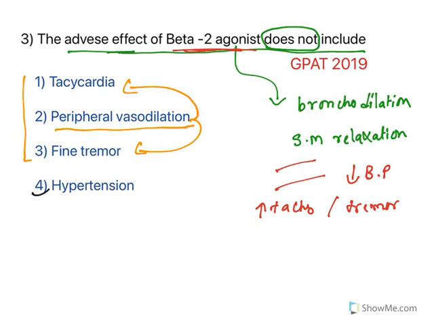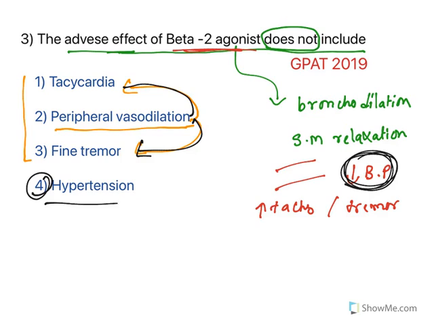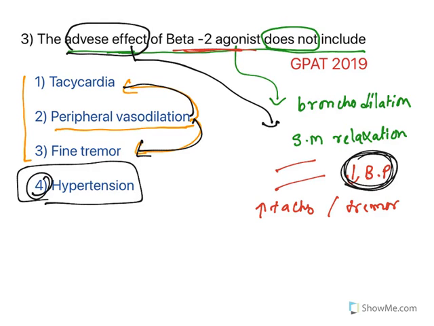But which one is not an effect? Hypertension. In fact, it is causing a decrease in BP, it causes hypotension. To correct that, mild tachycardia and fine tremor will occur. So this is the option. Again, when you understand the mechanism properly, writing adverse effects becomes very easy. You need to learn like this.